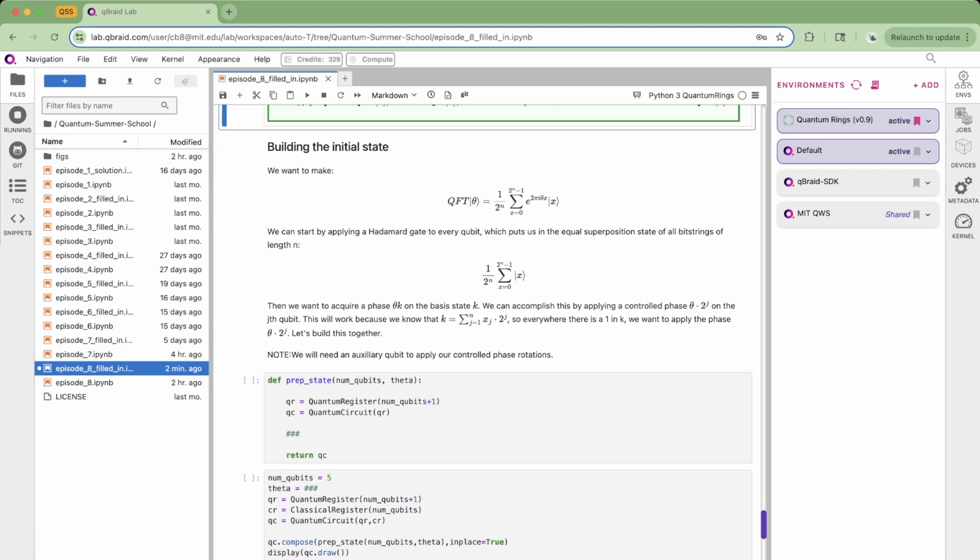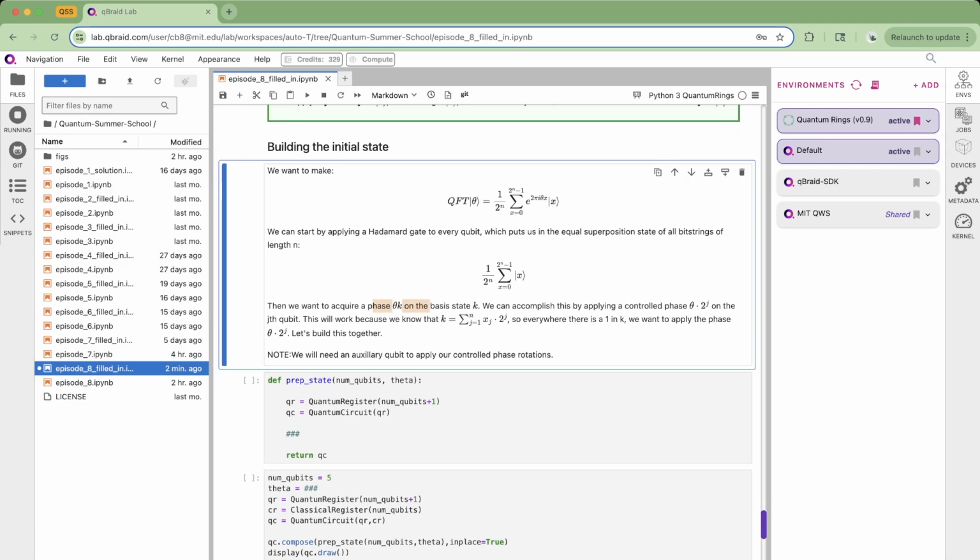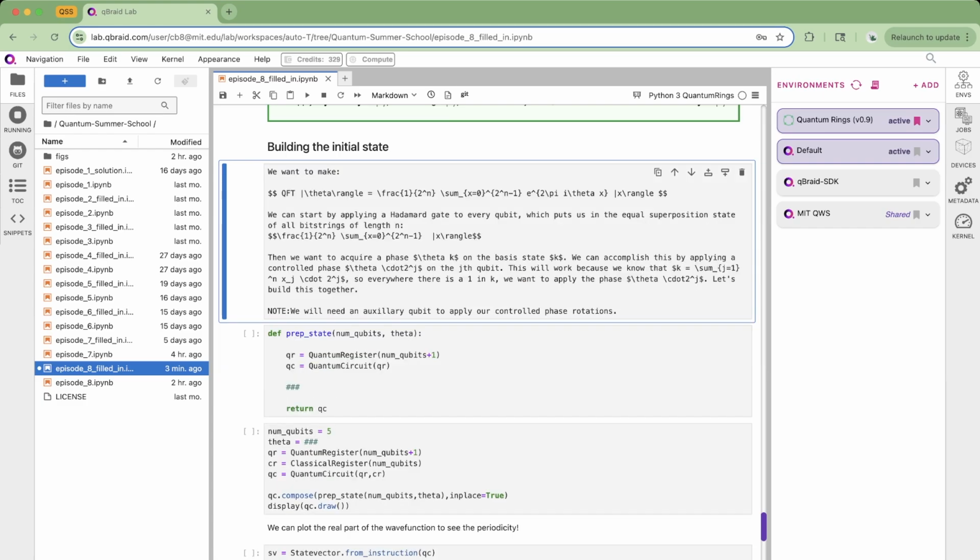And then we want to acquire a phase theta k on the basis state k. So we know that we can do this by applying a controlled phase theta times 2 to the j on the jth qubit. And this is going to work because we know that... I mixed up two different things here. So I think I was having this be x before.